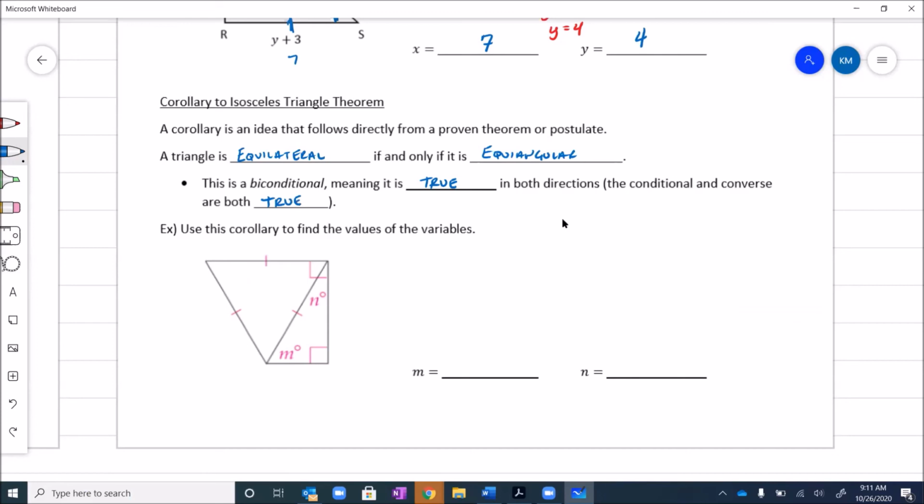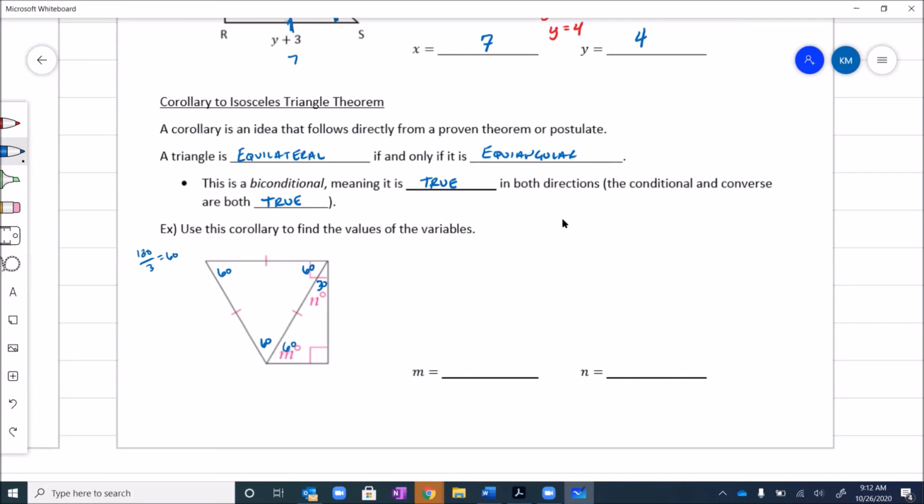Okay, so let's use this to find M and N. So in this triangle, we're given an equilateral triangle, right? All three sides of our left triangle are marked as congruent. So that must mean that all three of our angles are congruent as well. Well, since triangles add up to 180 and there must be three congruent angles, all these angles must be 60. Okay, since they indicated that this angle was 90 at the beginning of the problem, that must mean that this is going to be 30. Okay, this is 90, 30 plus 90 is 120, which must mean that M is 60.